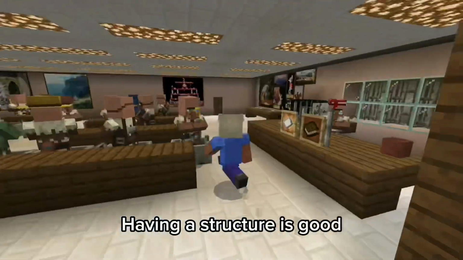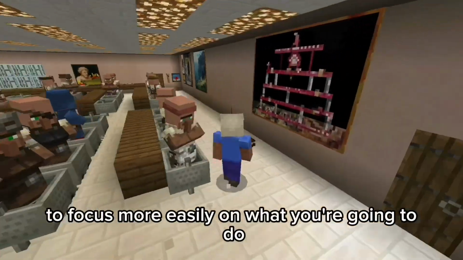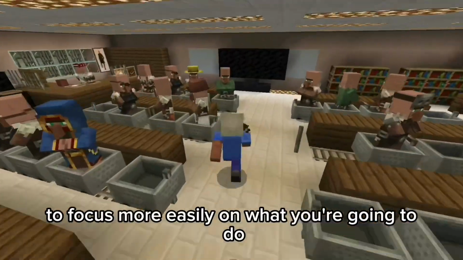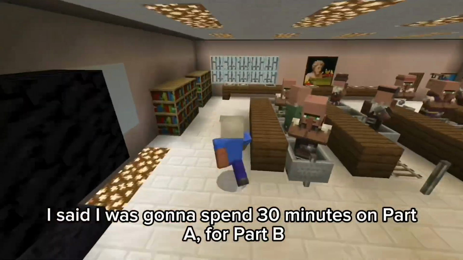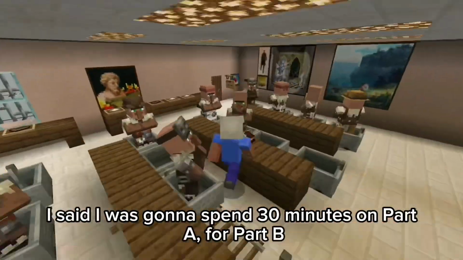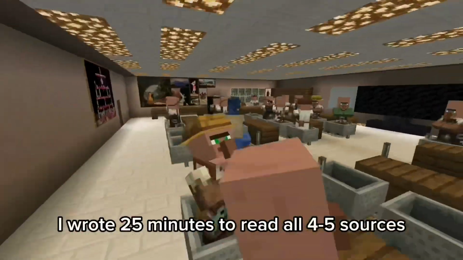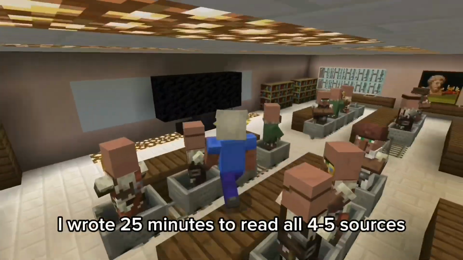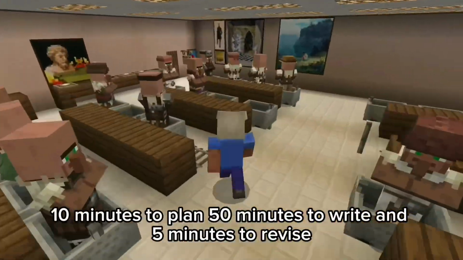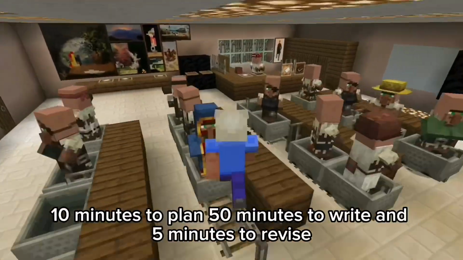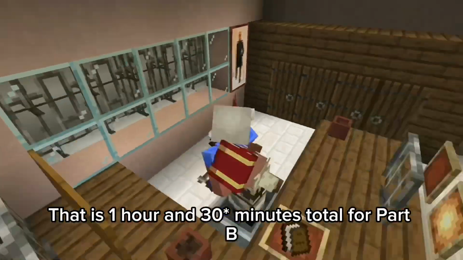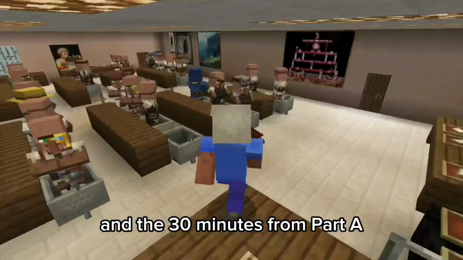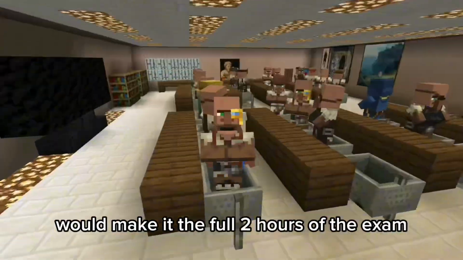Having a structure is good to focus more easily on what you're going to do and how you're going to go through the exam. I said I was going to spend 30 minutes on part A. For part B, I wrote 25 minutes to read all 4 to 5 sources, 10 minutes to plan, 50 minutes to write, and 5 minutes to revise. That is 1 hour and 40 minutes total for part B. And the 30 minutes from part A would make it the full 2 hours of the exam.